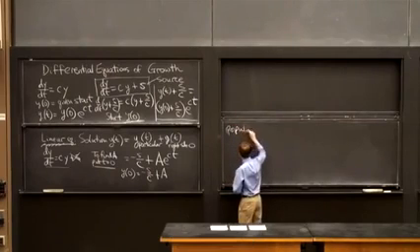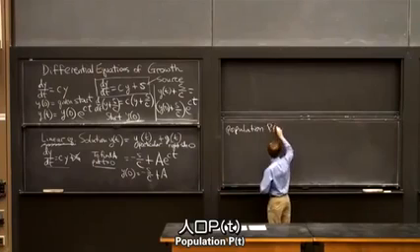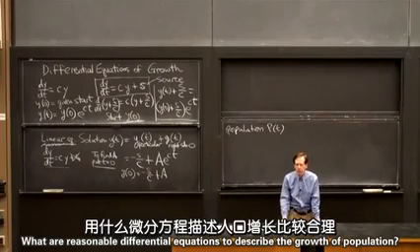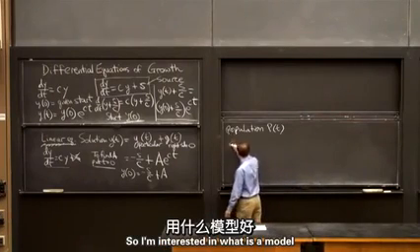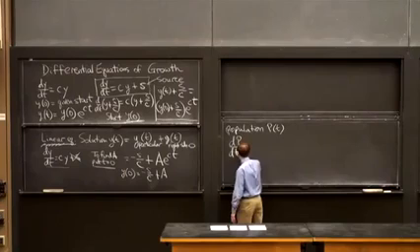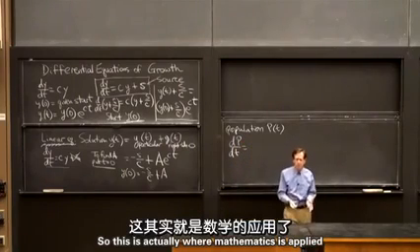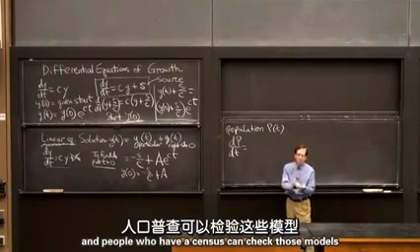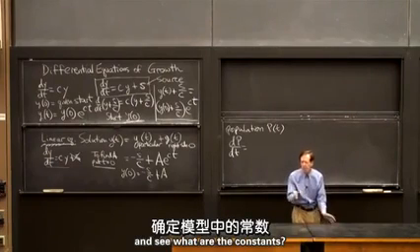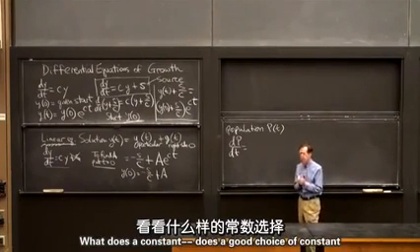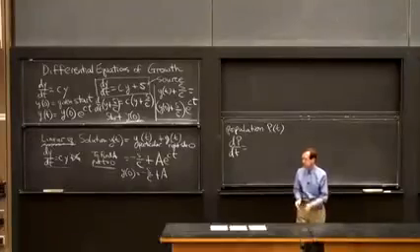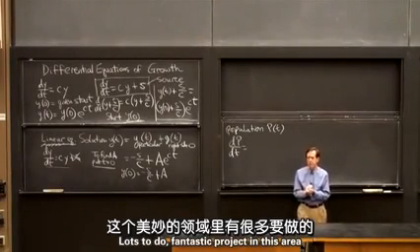Population growth. Population P of t. Okay. What's a reasonable differential equation that describes the growth of population? I'm interested in what is a model. This is actually where mathematics is applied, and many people will have models. And people who have a census can check those models and see what the constants are, and what a good choice of constant makes this model realistic over the last 100 years. Lots to do. Fantastic projects in this area.